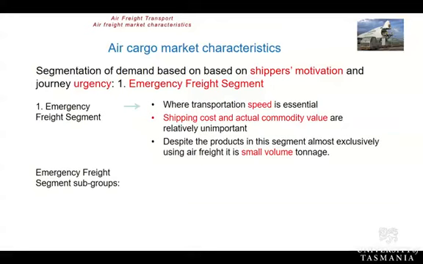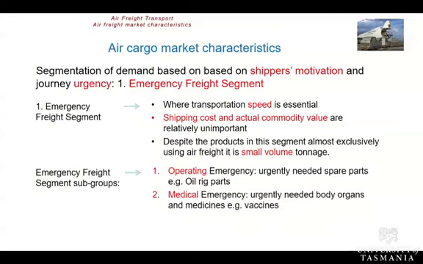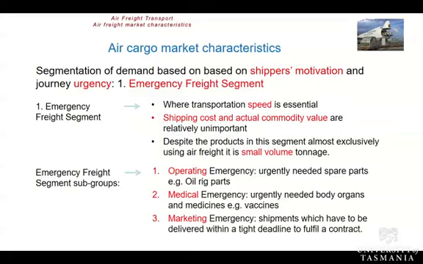So I'm suggesting a couple of additional groupings. One is an operating emergency. So this is a situation where urgently needed spare parts, for example, might be oil rig parts. Another sub-segment is a medical emergency. So customers who urgently need body organs or medicines, vaccines, for example. And the third one is a marketing emergency, which is shipments that have to be delivered within a tight time frame. So potentially they could be sub-segments for you to target with your products and services.